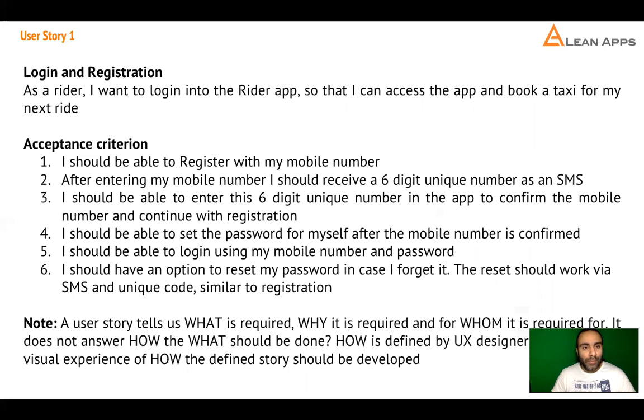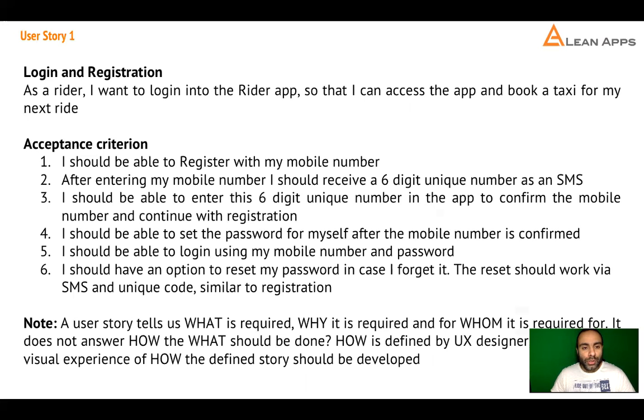So let's take an example here again. I'm taking a taxi example, and we're trying to create a user story where a rider can register on the app and is able to log in. So let's say, "As a rider, I want to log in to the Rider app," that's the product, "so that I can access the app and book a taxi for my next ride." Very simply, it shows the rider will be logging into the app, and then booking the taxi. That's the whole idea of the product. So to do that, we start detailing out the acceptance criteria.